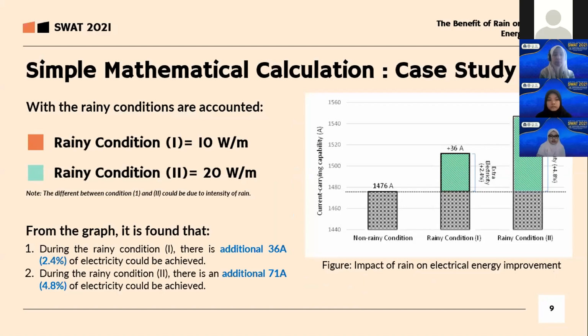Another case study has been done during rainy conditions, as we can see on the graph on the right side: rainy condition case number 1 and case number 2. In case number 1, the evaporative cooling given is 10 watt, and in case number 2 it is 20 watt. The difference between conditions 1 and 2 could be due to the intensity of the rain. From the graph, it was found that during rainy condition case number 1, an additional 36 ampere, which is 2.4% of the electricity, could be achieved. And during rainy condition case number 2, an additional 71 ampere, which is 4.8% of the electricity, could be achieved.